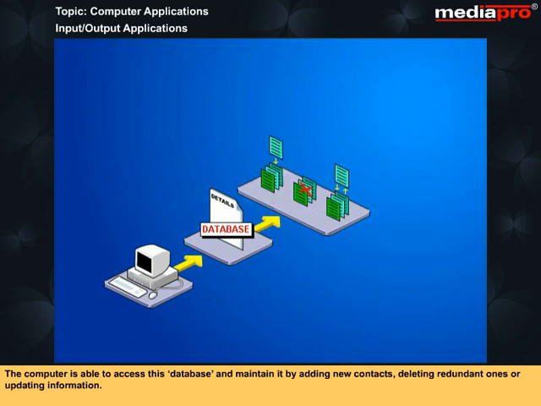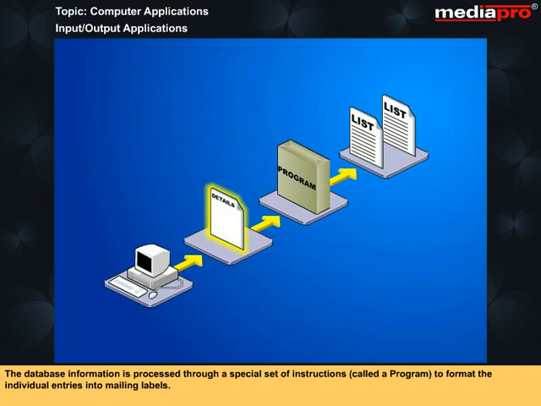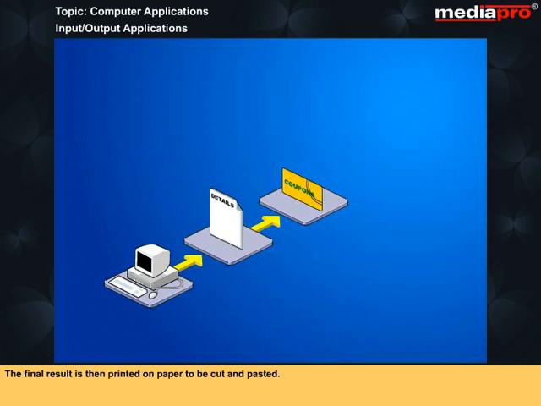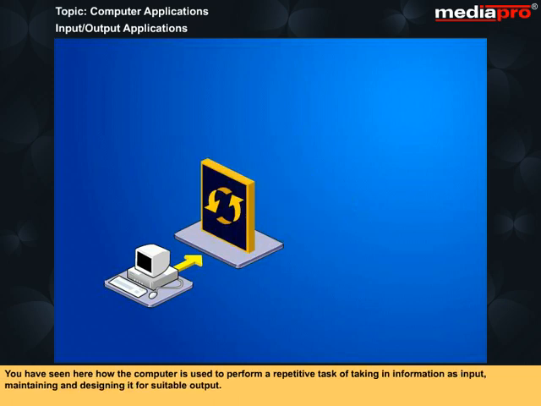The computer is able to access this database and maintain it by adding new contacts, deleting redundant ones, or updating information. The database information is processed through a special set of instructions called a program to format the individual entries into mailing labels. Final result is then printed on paper to be cut and pasted. You have seen here how the computer is used to perform a repetitive task of taking in information as input, maintaining and designing it for suitable output.